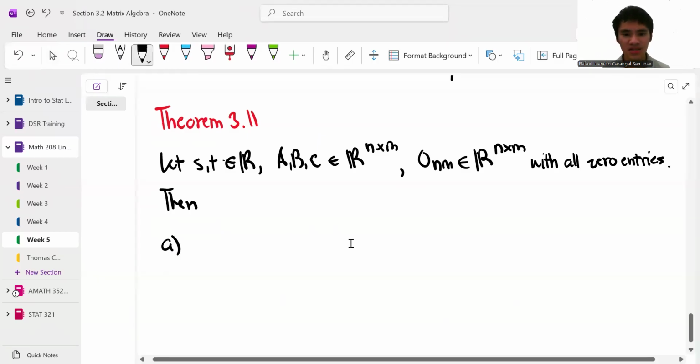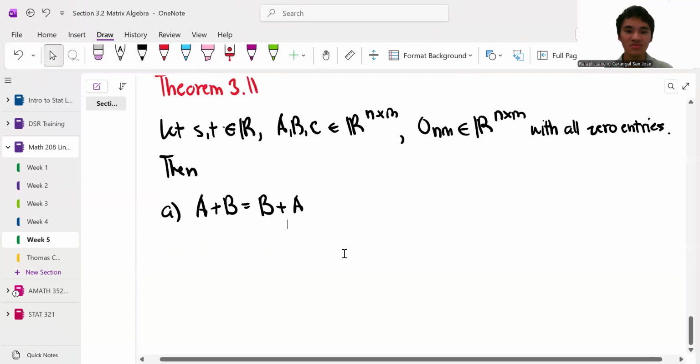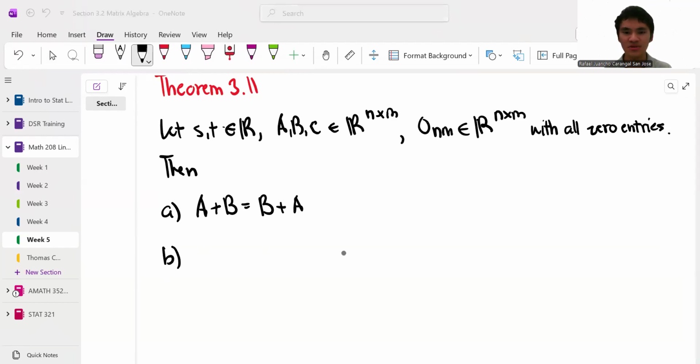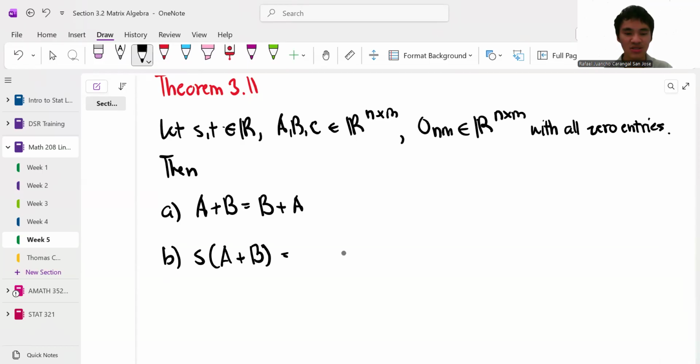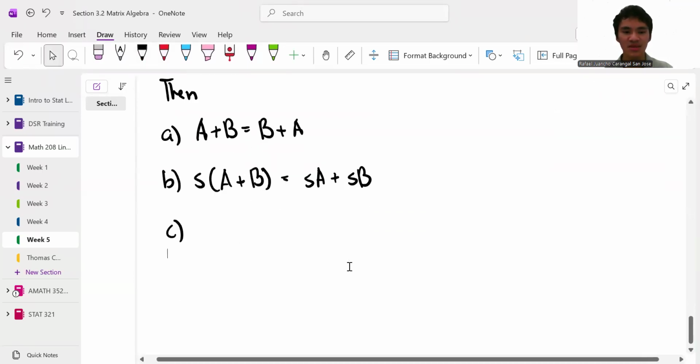So in this case, we have the commutative property. So when we add two matrices A, B, that's the same as adding B and A. B first, then A. We have, oh no, that was commutative property. We have distributive property, where we have some scalar multiplied to the sum of both matrices is the same as multiplying each matrix first by that scalar, then adding. So that's the same thing.